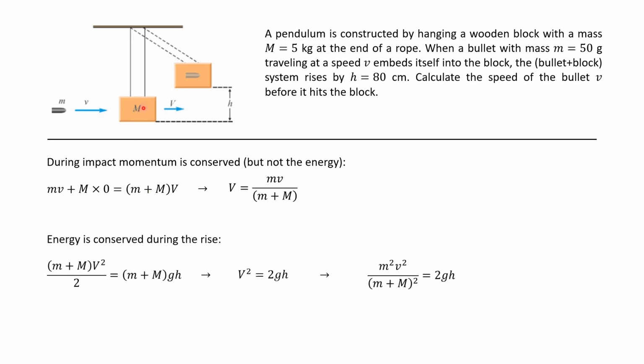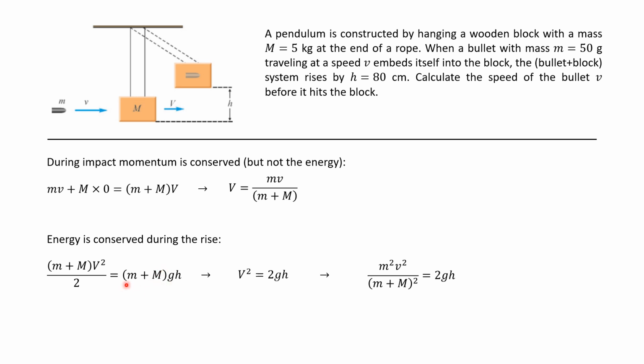So energy is conserved during the rise. Here at this point we only have kinetic energy, which is mass, in this case the combined mass, times combined velocity squared divided by 2, and it will rise up to a point where the block cannot go any higher, meaning its kinetic energy at this certain height h becomes 0. So this is the maximum height that it can rise, and at that point the only energy we have is potential energy. This is again mass, in this case the combined mass, times g times the height, right?